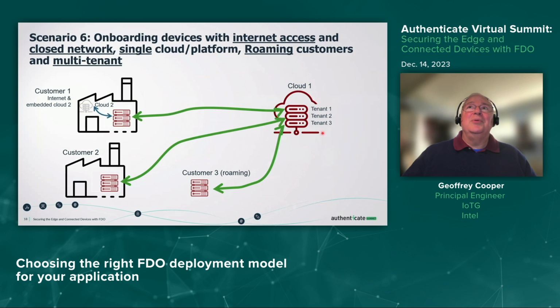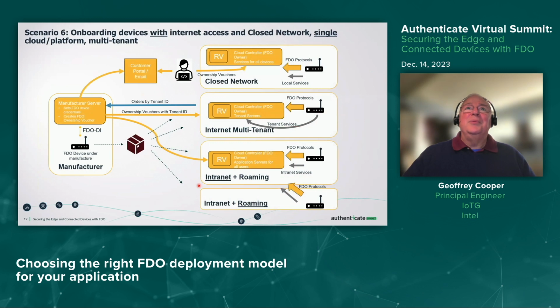Okay, let's get a little bit more complicated here. So now we've got a closed network. We have tenants over here, and we have roaming over here. We can put that all together. We can actually say, hey, I've got a closed network, so I need to take my ownership vouchers and push them into the network. We've got orders by tenant ID, so we can send back ownership vouchers with tenant ID. And then some of these guys are actually not even around. They're roaming, and they're pulling in from outside. So we can take all these ideas and put them together and run them all at the same time.